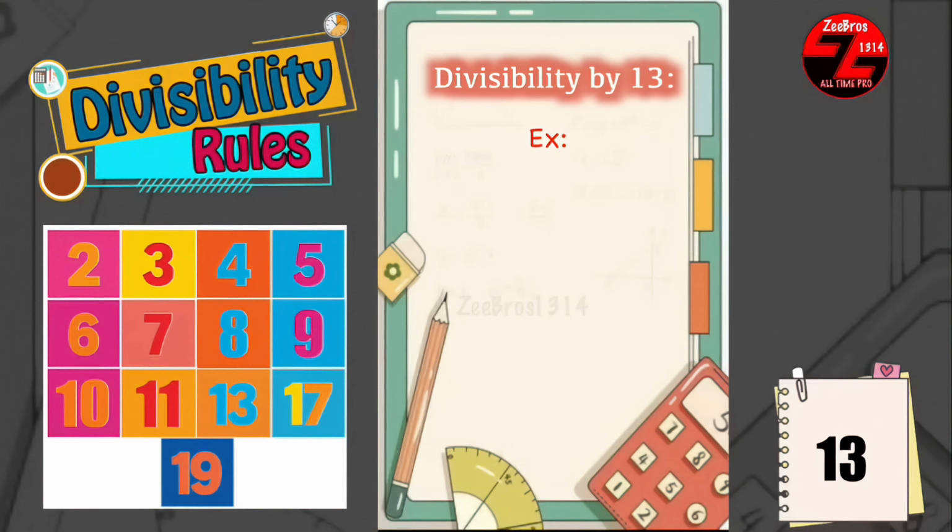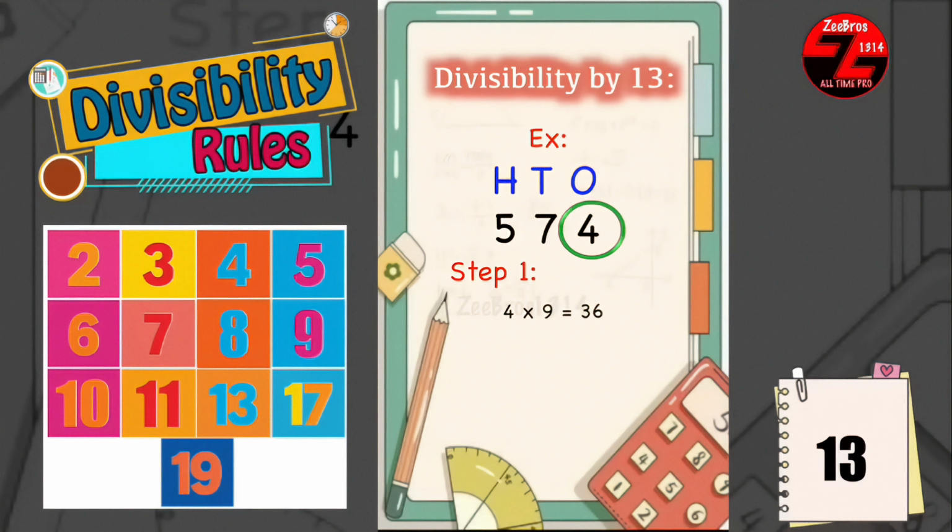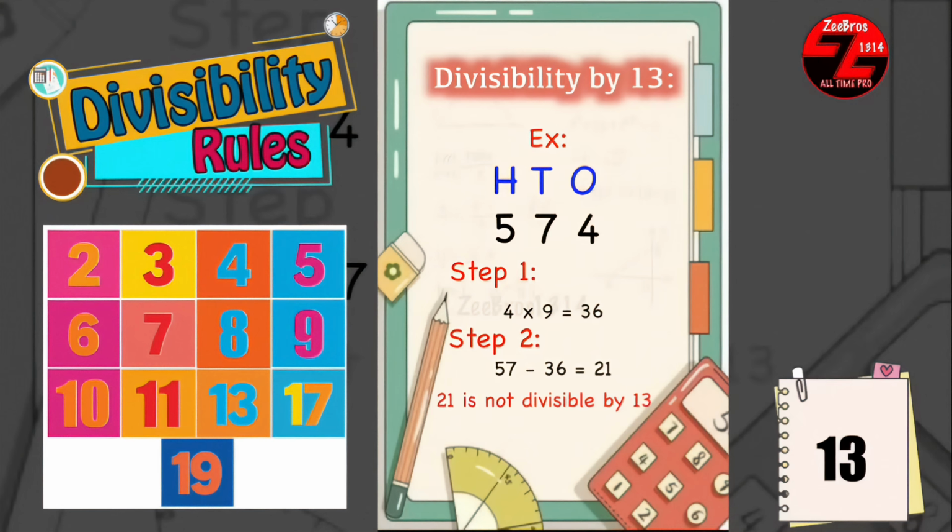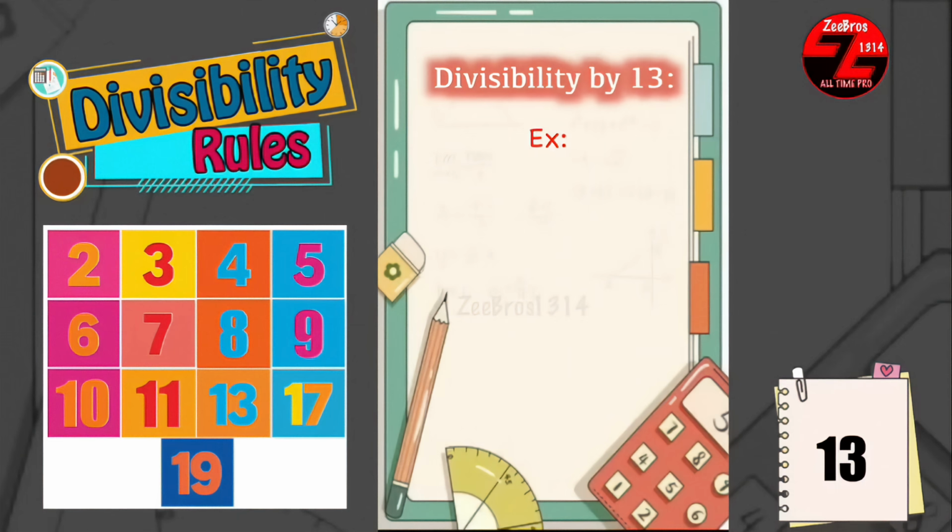Let's take an example. 574. First, take the last digit of the number, that is 4. Multiply it by 9. It will become 36. Now, subtract 36 from 57. It will become 21. As 21 is not divisible by 13, 574 is not divisible by 13. Let's take an example of a 4-digit number now.